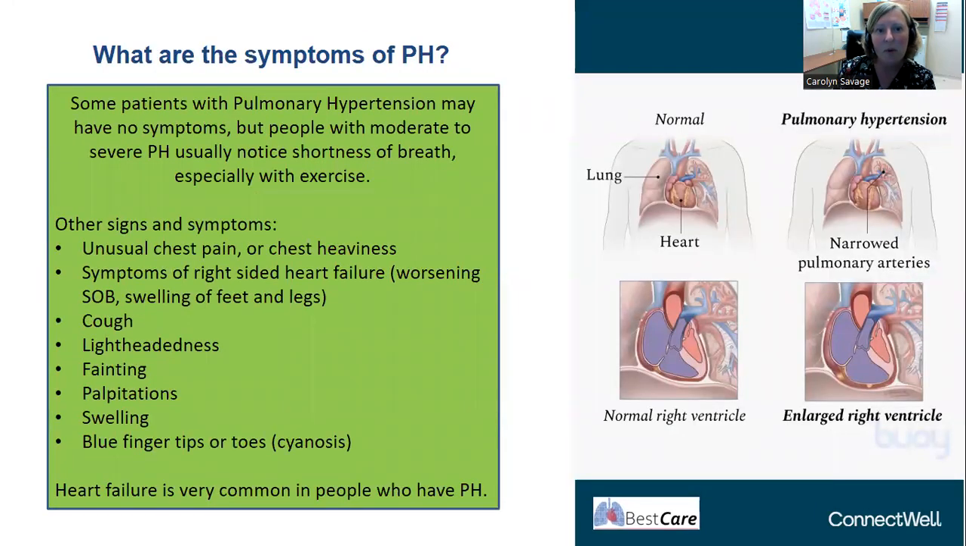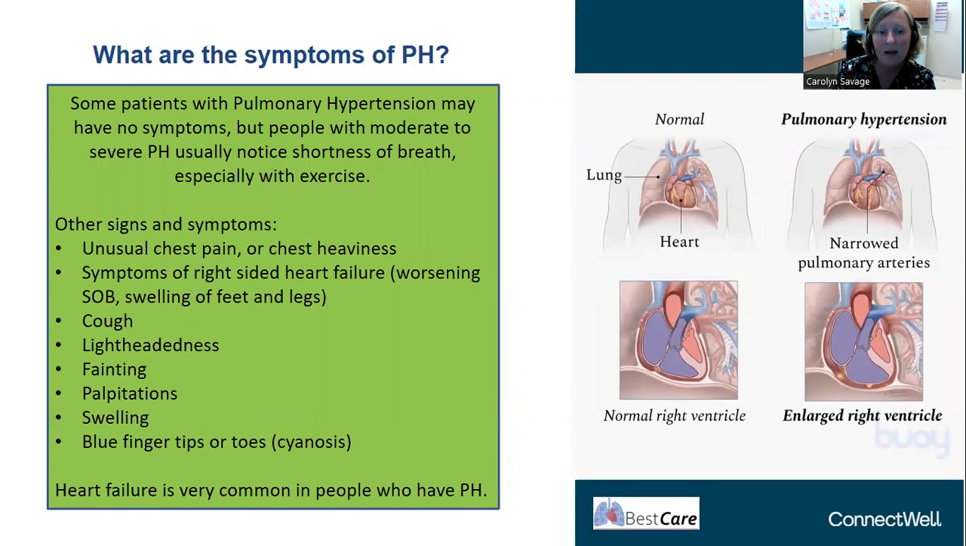The symptoms of pulmonary hypertension really vary person to person. There are some people who have mild pulmonary hypertension and may not have any symptoms at all. But usually people who have moderate or severe pulmonary hypertension notice shortness of breath, especially with exercise. Other symptoms can include an unusual chest pain or a heaviness in the chest, symptoms of a right-sided heart failure.